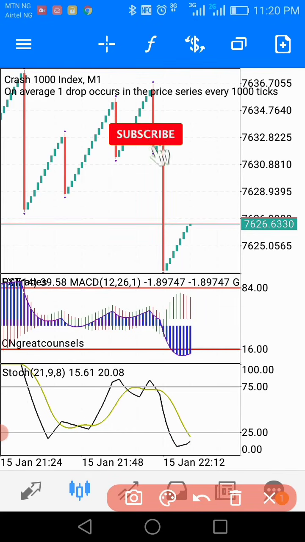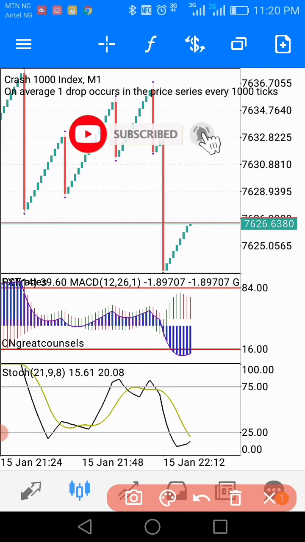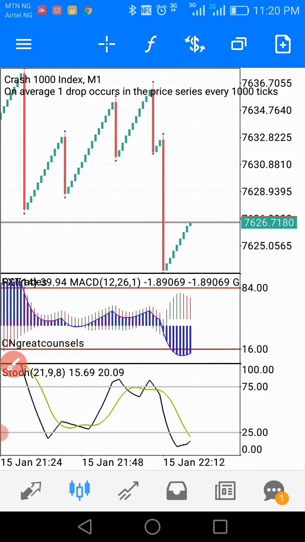Stochastic Oscillator and MACD, the perfect blend. It's a very powerful strategy, and the condition will be met very soon. If it doesn't meet, we might not take the trade.